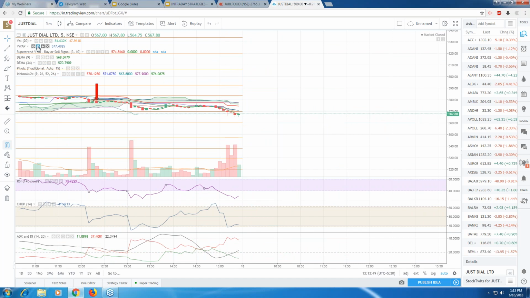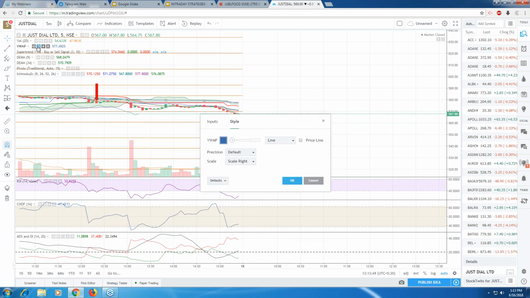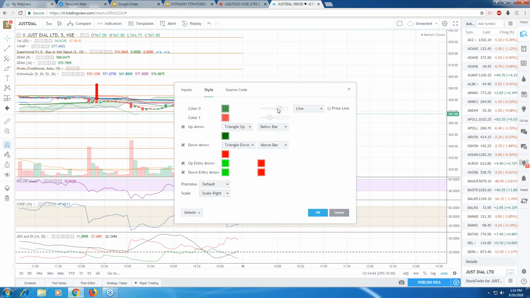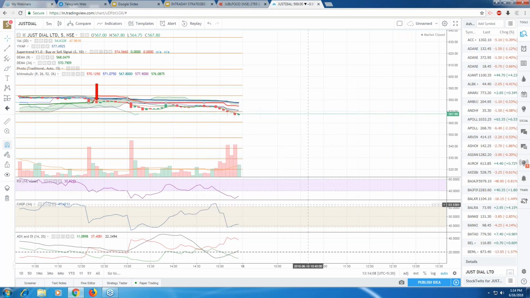That VWAP, I'm going to make this a little thicker, right? This blue color, I'm going to make a little thicker. Okay. And super trend also, I'm going to make a little thicker. So where is super trend? Here is super trend. I'm going to make it a little thicker. Fine.